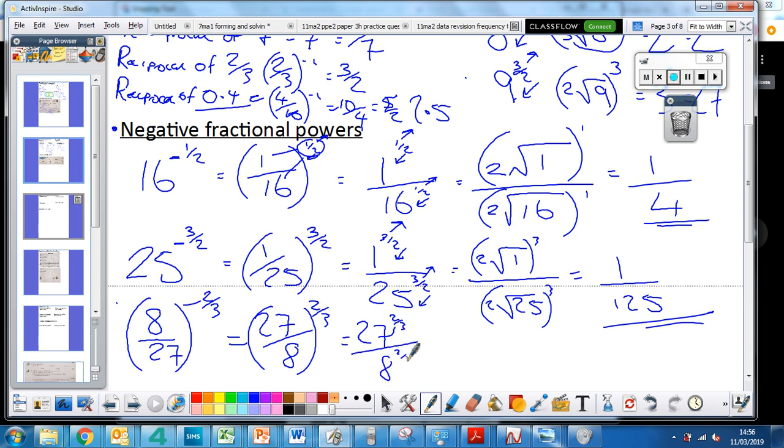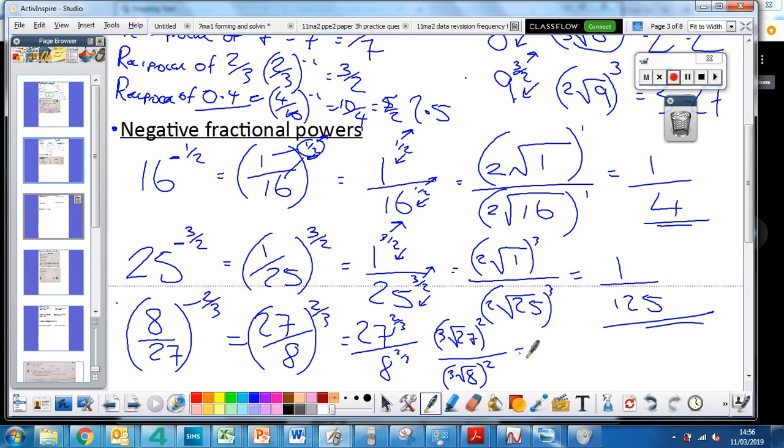We know with fractional powers the denominator comes down to be the root. The numerator goes up to be the power. So on the top we have the cube root of 27. Numerator becomes the power, to the power 2. On the bottom we have the 3 comes down, the cube root of 8. The numerator goes up, squared.